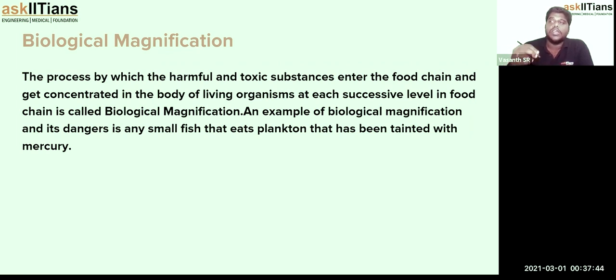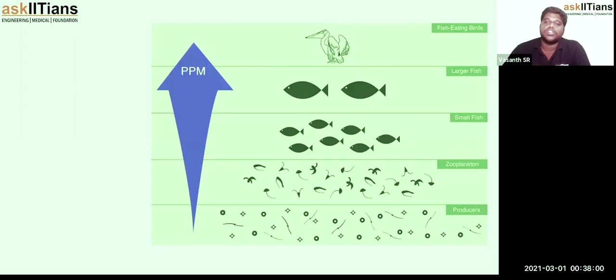So the accumulation of chemical substances happens in every trophic level, and the highest trophic level organism tends to accumulate more toxic substances than the ones in the primitive trophic level. That's what is called biological magnification. In this, you can see the chemical substances that are part of these organisms or producers. They will be consumed by zooplanktons.